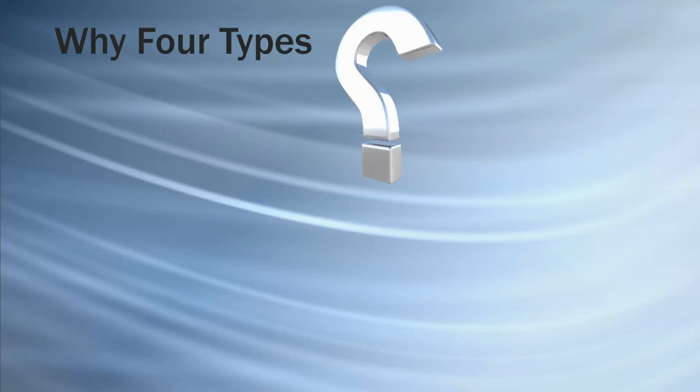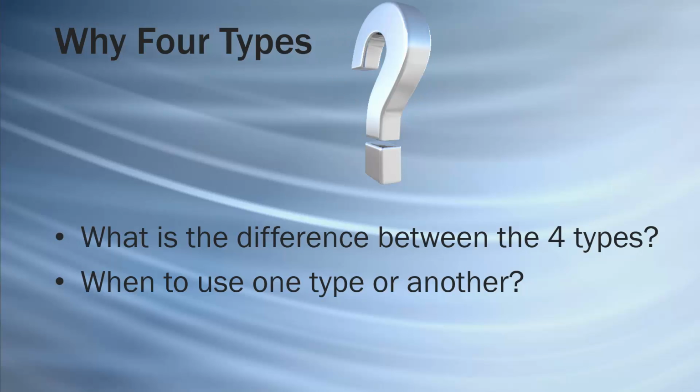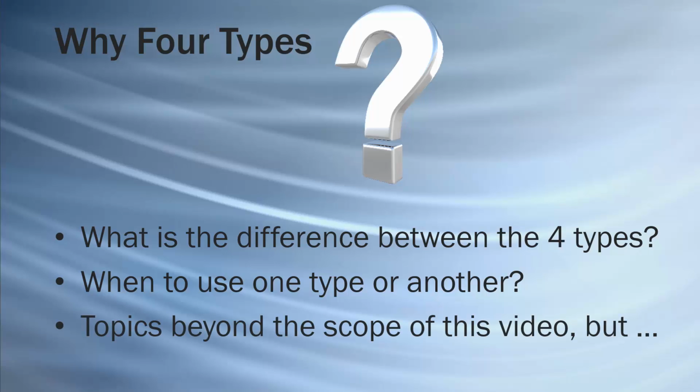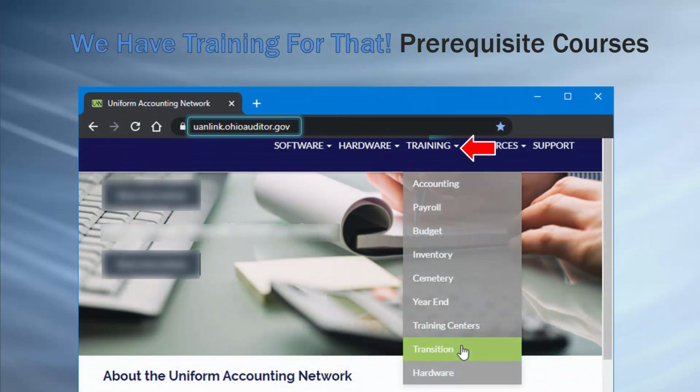If you're new to this, you may be wondering, why are there four types? What is the difference between the four types? When to use one type and when to use another type? Well, sorry, you won't get the answers in this short video. Our focus here is on the mechanics of entering different types of purchase order examples into UAN. But don't worry, we have training for that, prerequisite courses.